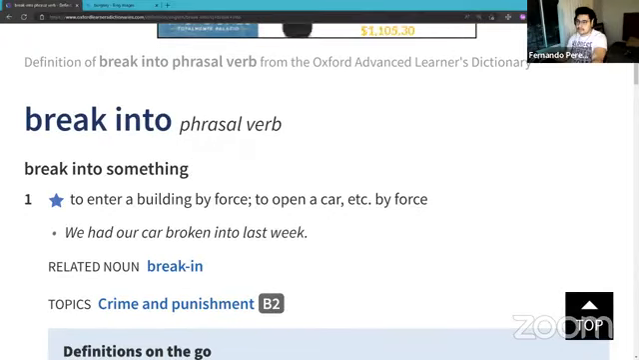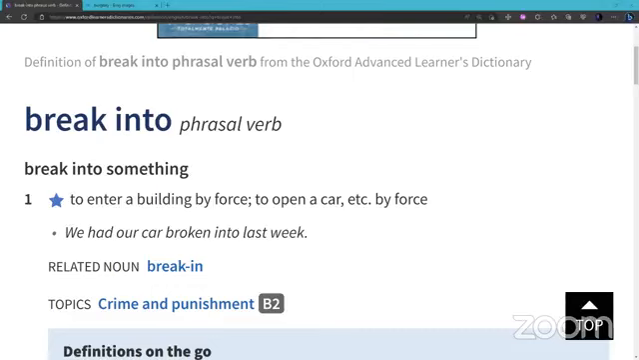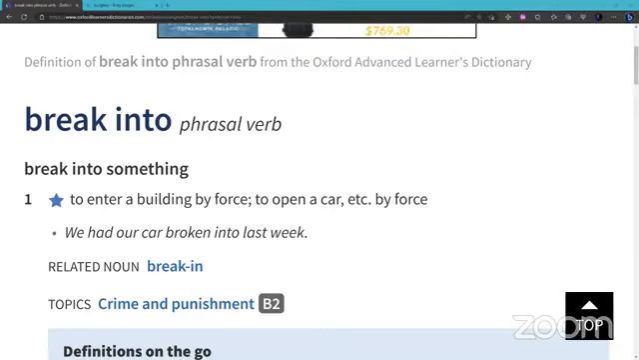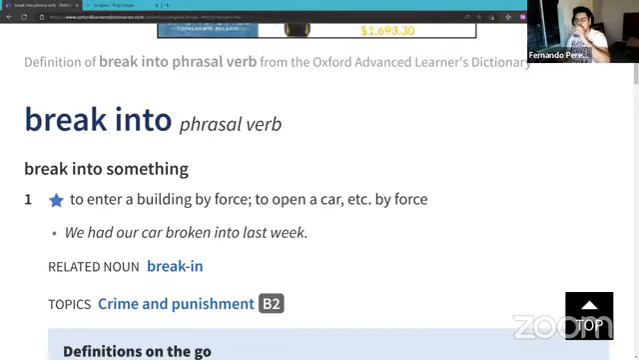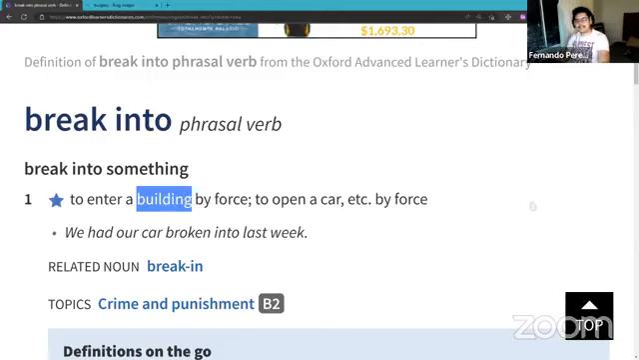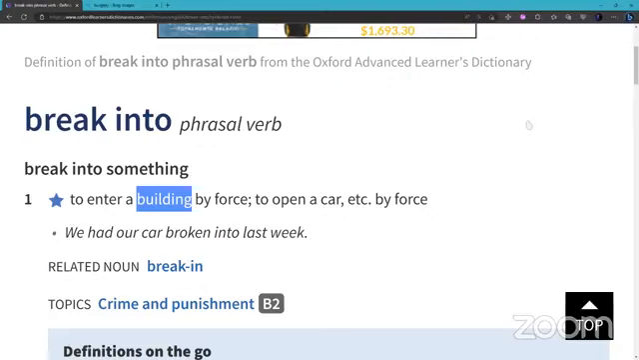Action, Isaac. Yes, break into something. To enter a building by force, to open a car, etc. by force. I have a question. Can we use break into or break in in a similar sense? Yes, if you're talking about a building. My question is, can you use it for a car? No, according to this definition and the previous one. We can only use break into when we're talking about a car.